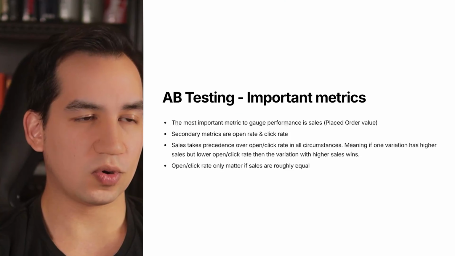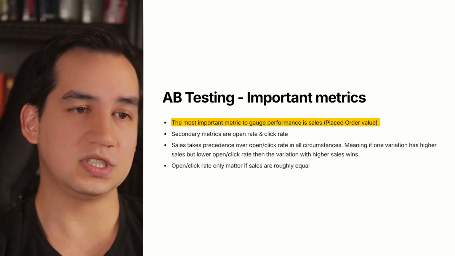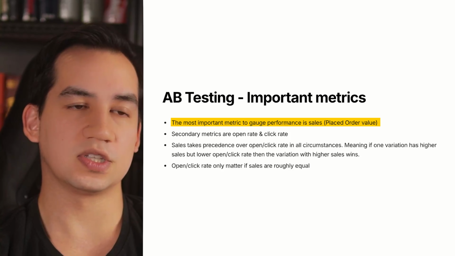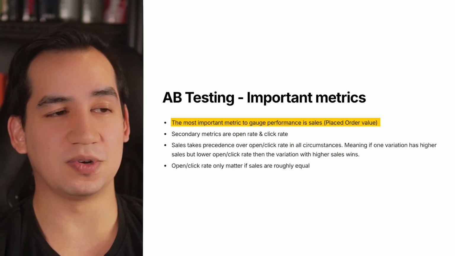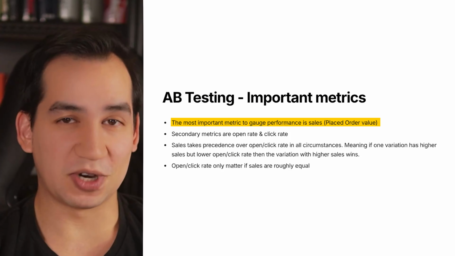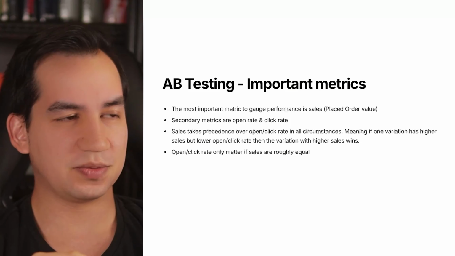All right, the important metrics to pay attention to. The most important metric to gauge performance is obviously sales. That's our main goal here, which is going to be the placed order value. Now, I know there's a lot of people in this email marketing space who say the emails don't affect the placed order rate, that it's only affected by the landing page.